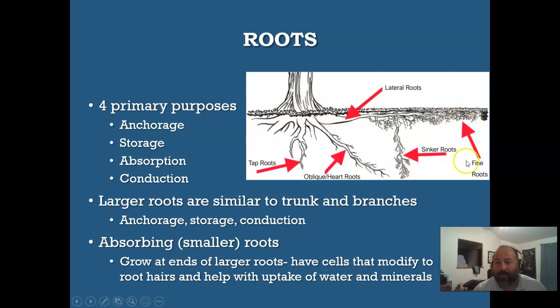Out here, these fine roots are our smaller absorbing roots, and those grow at the ends of our larger roots, and those have cells that become modified root hairs, and that's where you get your absorption of the water and minerals that will then eventually make their way up into the tree.